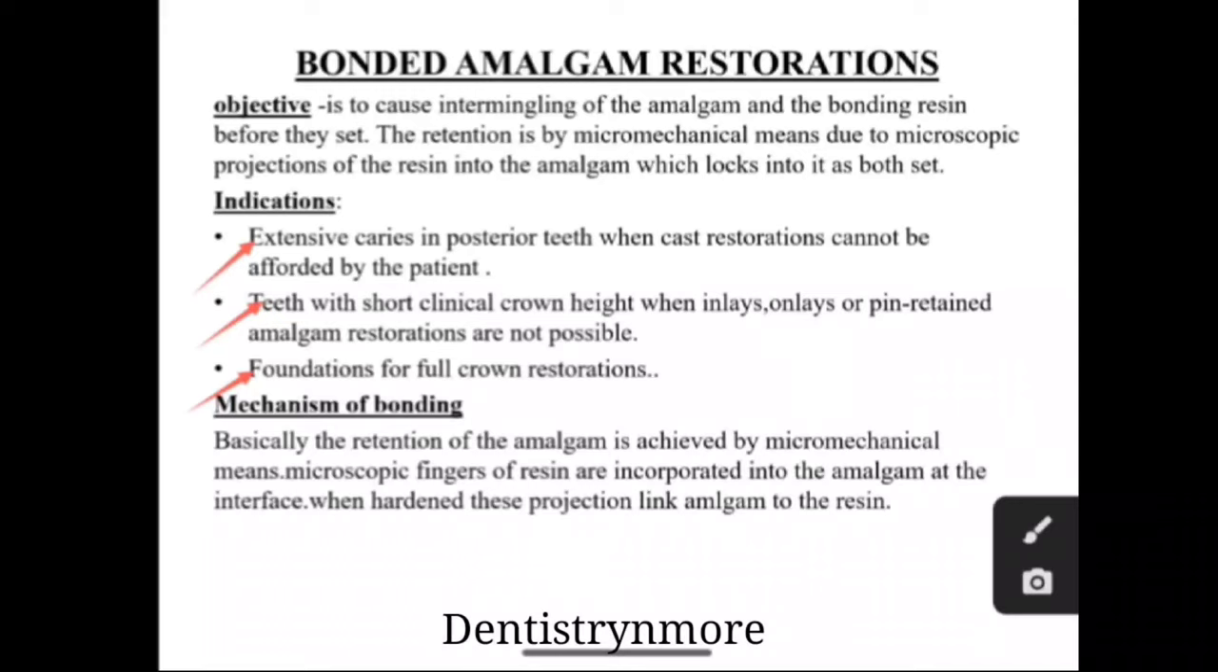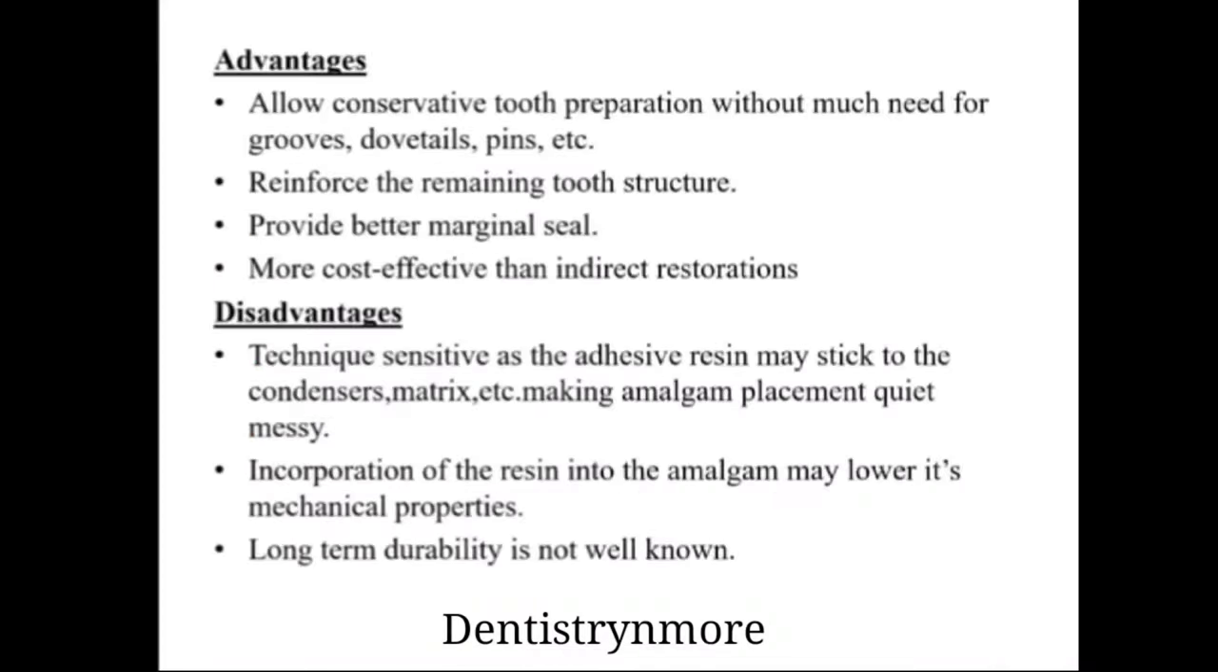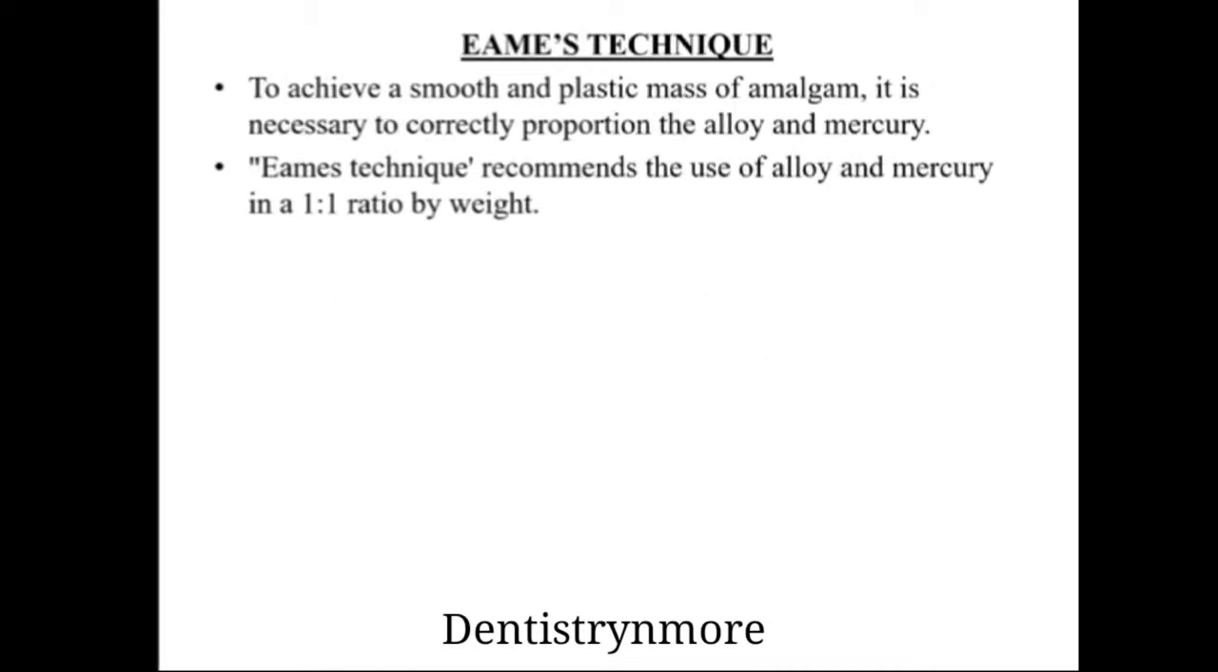Next is the mechanism of bonding. These microscopic fingers of the resin are incorporated into the amalgam at the interface. When hardened, these projections link the amalgam to the resin. Next one is advantages. You can give one or two advantages, and there are also disadvantages.